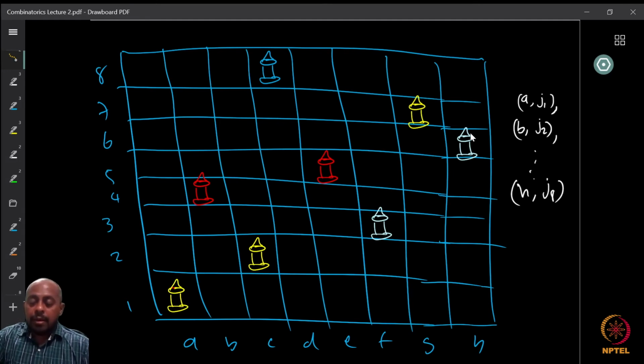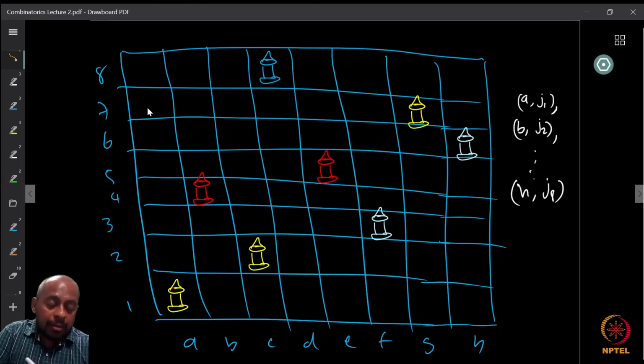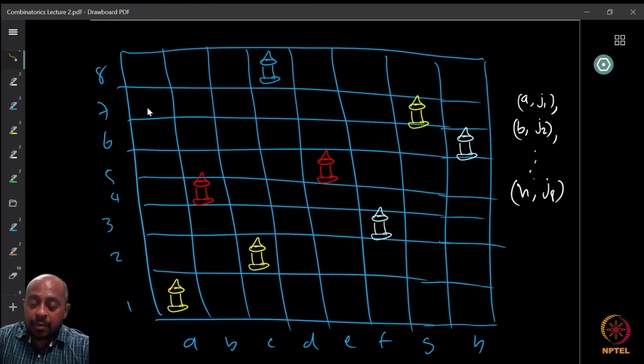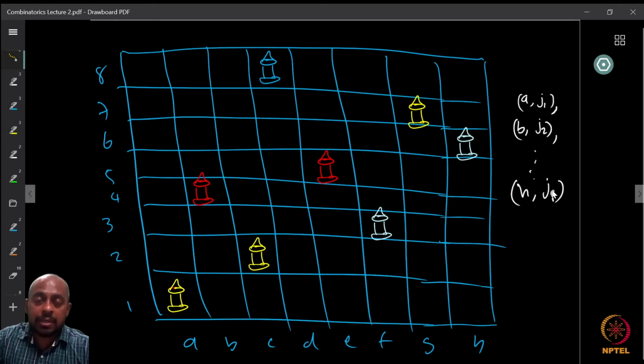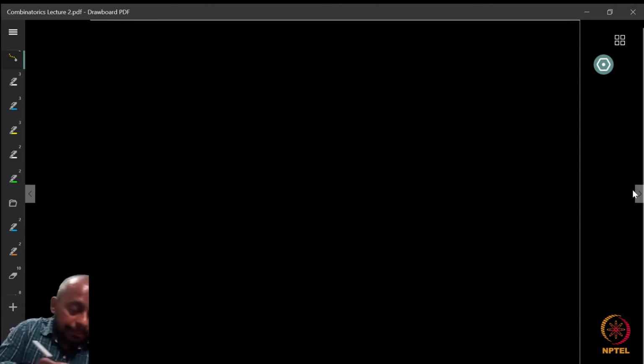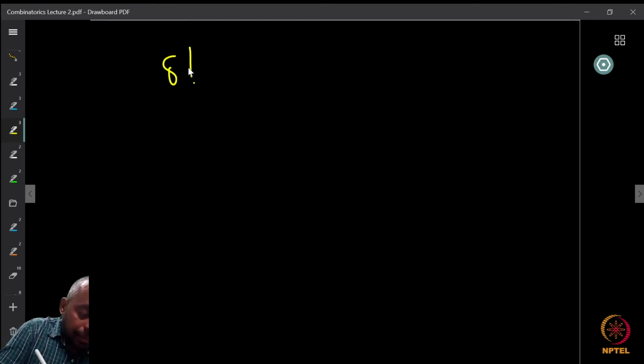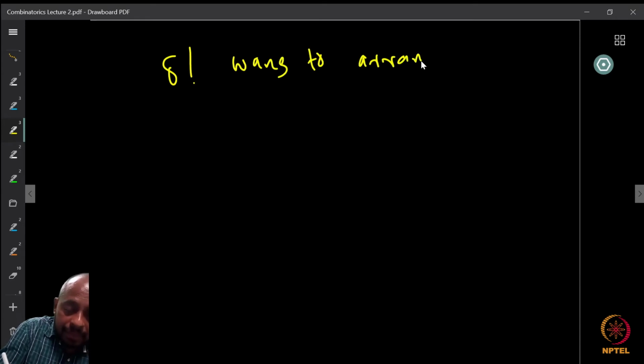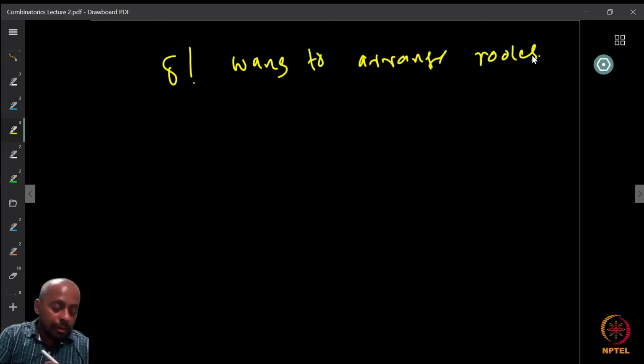So therefore, all I have is the choice of the 8 factorial permutations for the ranks. So which rank I am going to appear in the J1, J2, etc., J8 position is possible to choose. So therefore, 8 factorial choices are there. So we have exactly 8 factorial ways to arrange the rooks, if all the rooks have the same color.